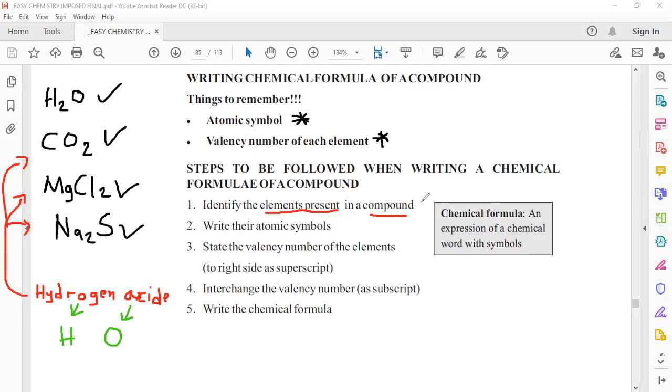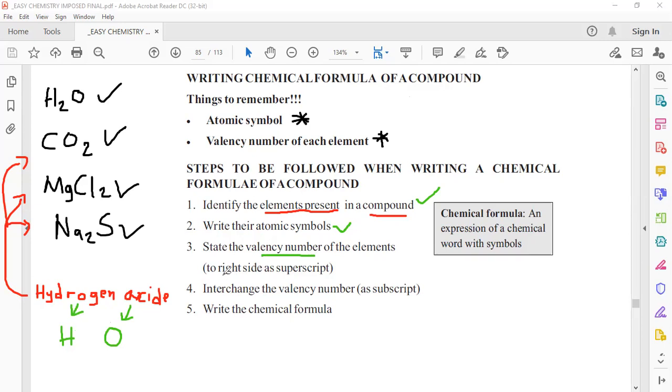Once you're able to identify those particular elements from a given compound, what about their atomic symbols? What I have just written here are their atomic symbols. If you know their atomic symbols, well and good. What about their valency numbers? Do you know the valency numbers? What is the valency number of hydrogen?